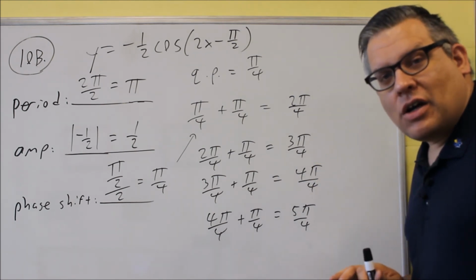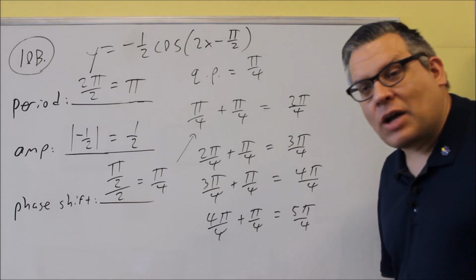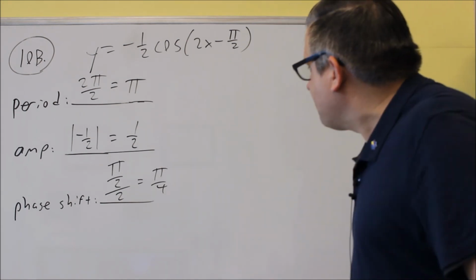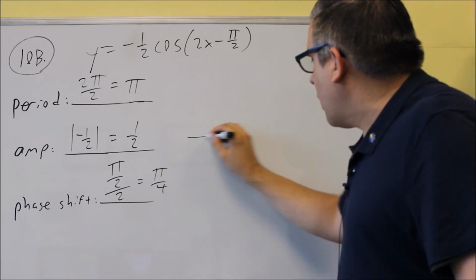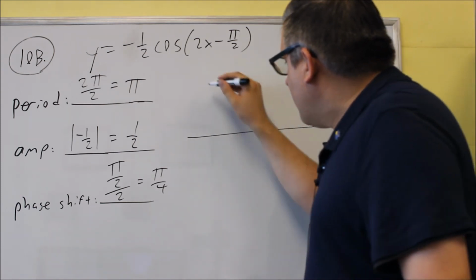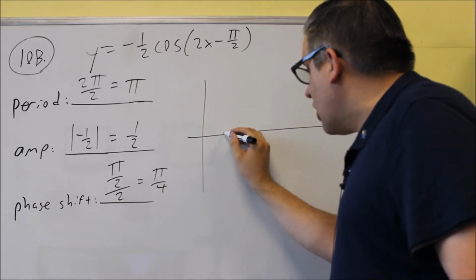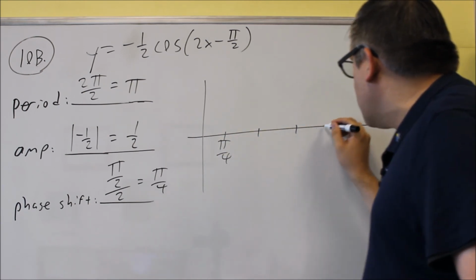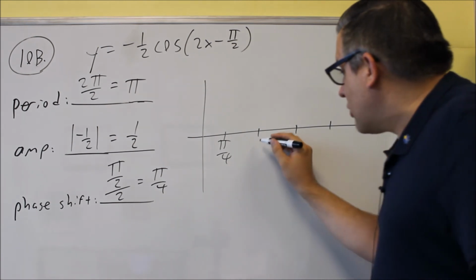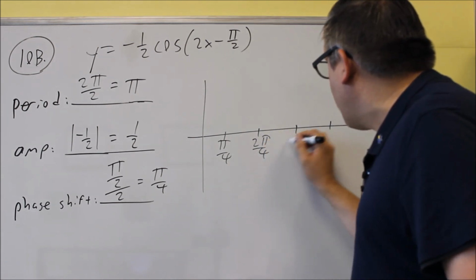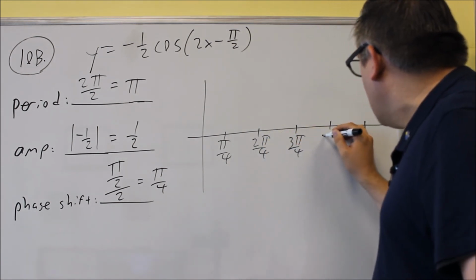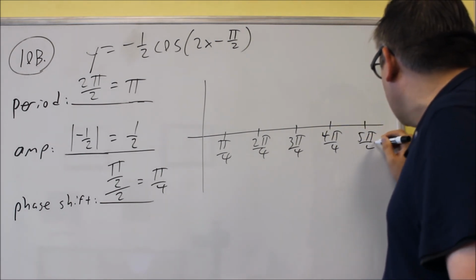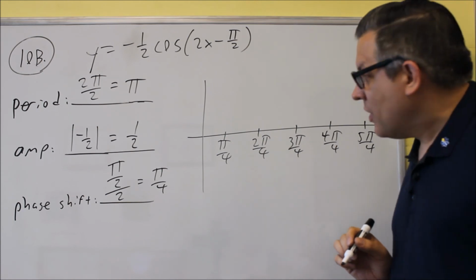With that, you can stop the video to take that down. I'm going to erase it so you have room to graph it. So for the graphing, that's here. This starts here at pi over 4 and then it continues. So here are the other key points: pi over 4, 2 pi over 4, 3 pi over 4, 4 pi over 4, and 5 pi over 4. Okay, so those were the key points.